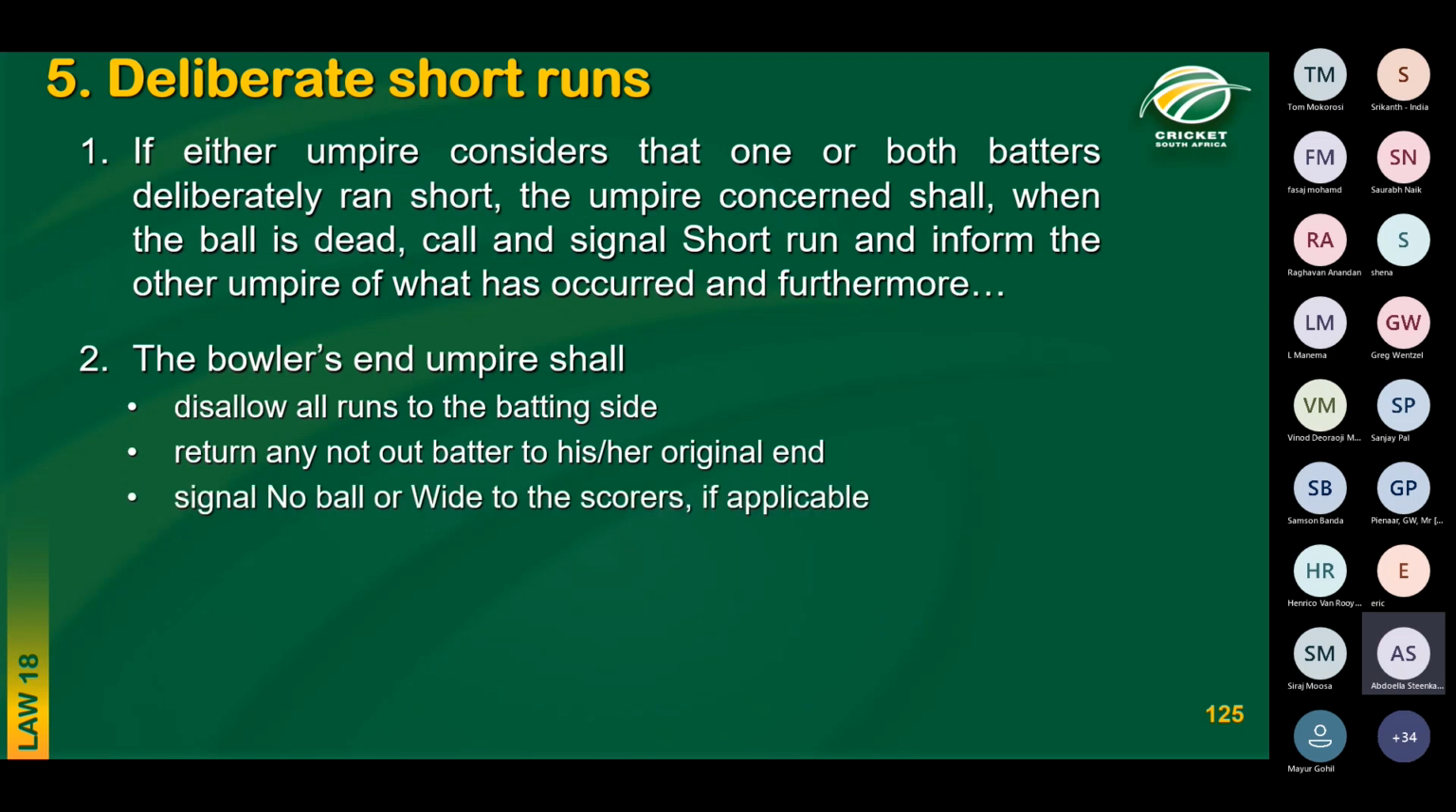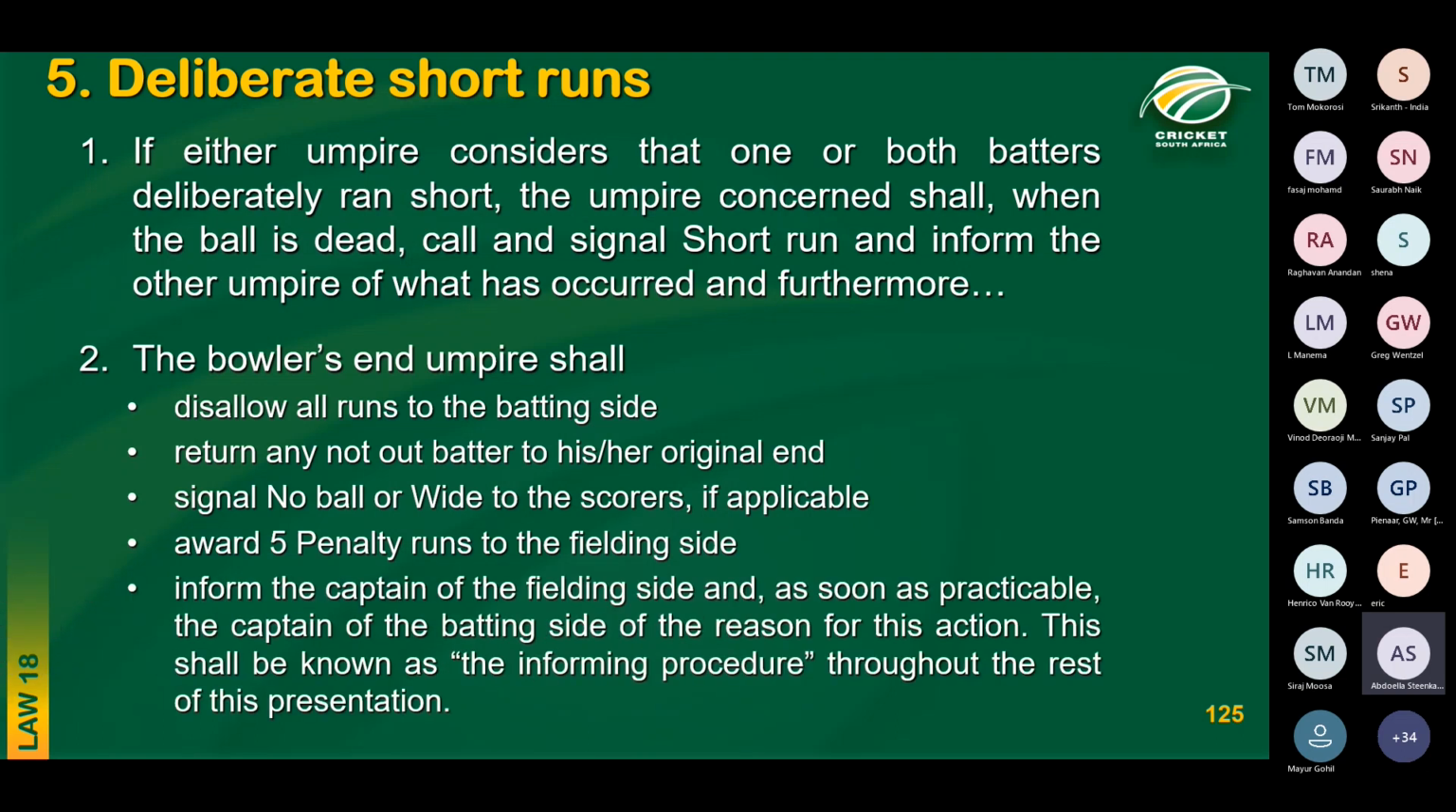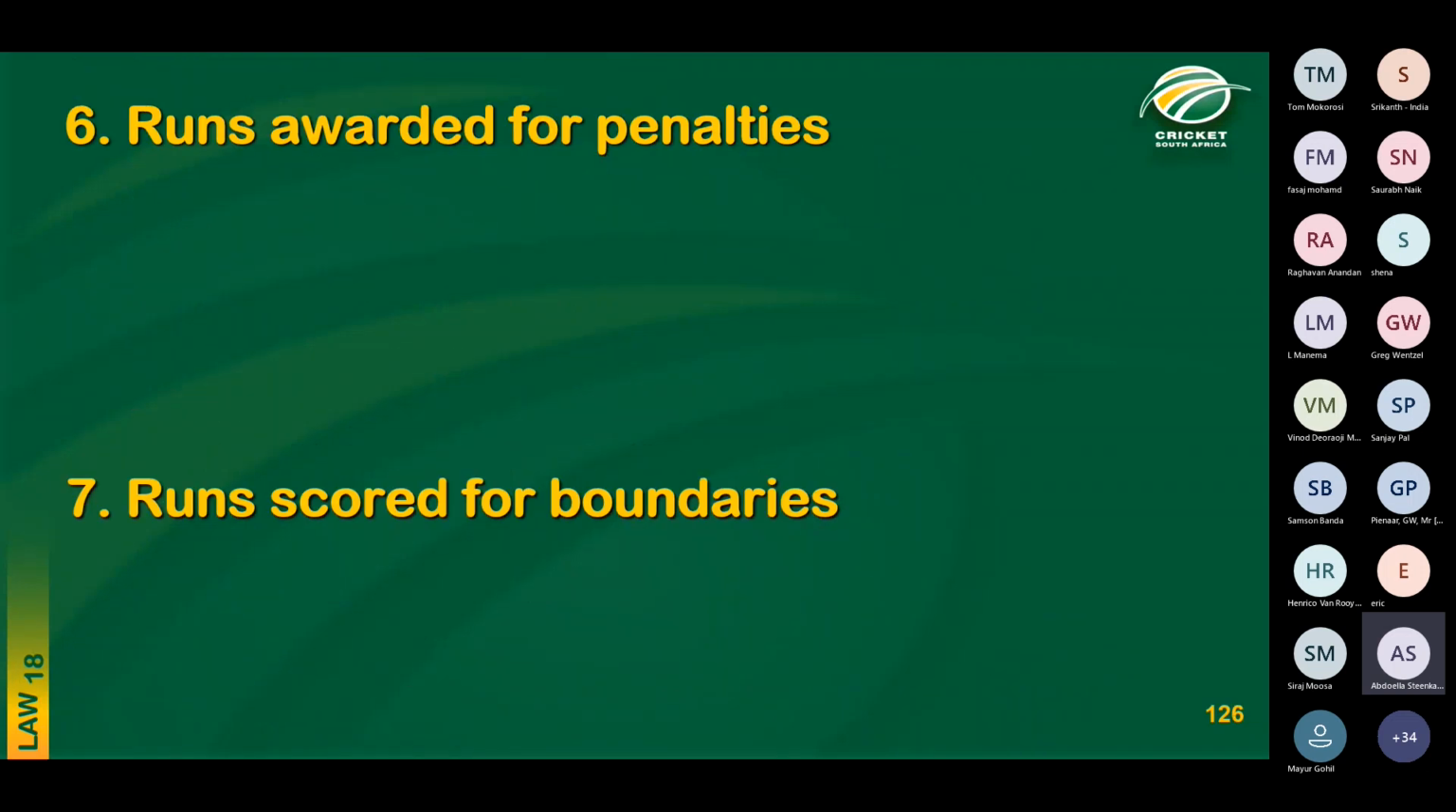If there wasn't a no ball or a wide, signal that to the scorers. Also award 5 penalty runs to the fielding side. Inform the captain of both sides, and this will also be reported to the governing body of cricket for that particular game.